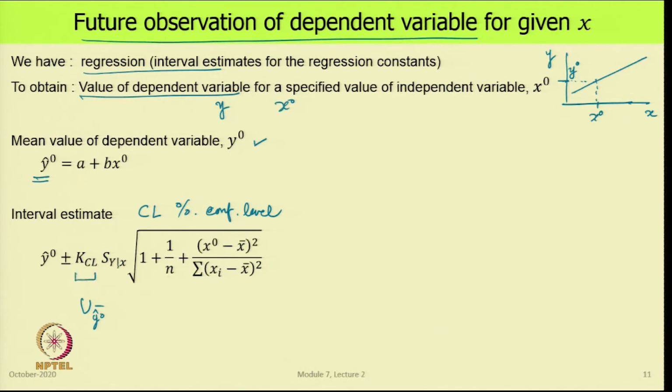K CL is our multiplication factor coming from the confidence level. This is an expression that we have got, which is s y of x, which we have seen in the earlier slide how to calculate, times the square root of 1 plus 1 upon n plus x 0 minus x bar squared upon the summation of x i minus x bar squared. X bar and all the x i's came from our data, x 0 is the input that we have given in this particular calculation. Now, let us see the implication of this expression.